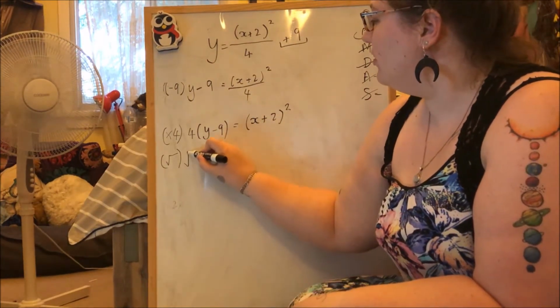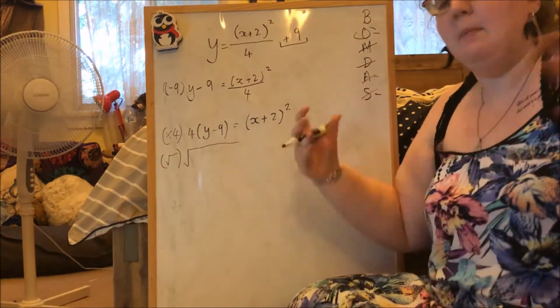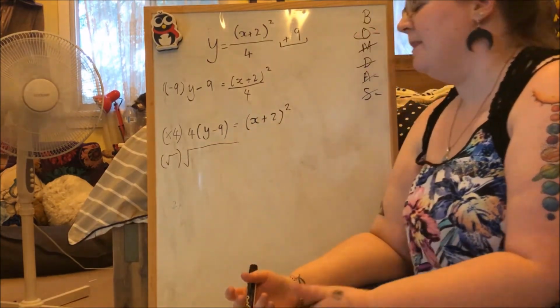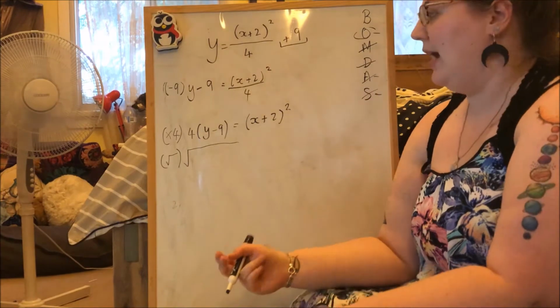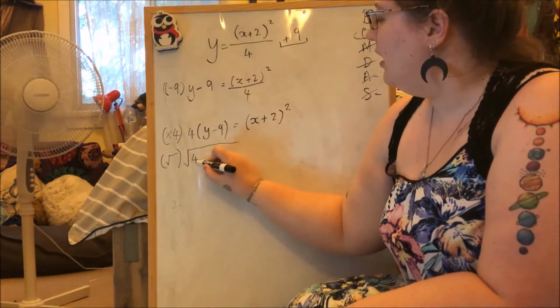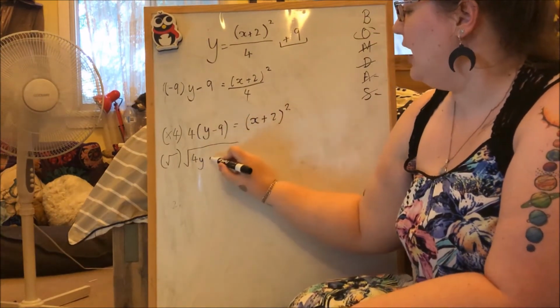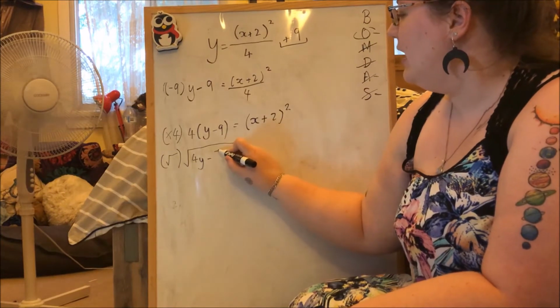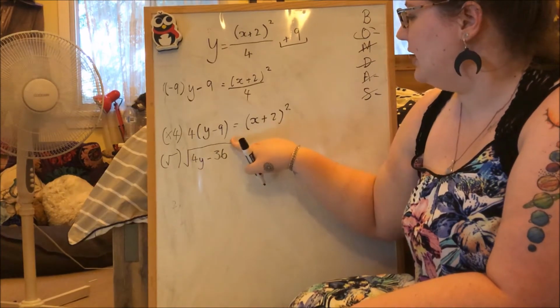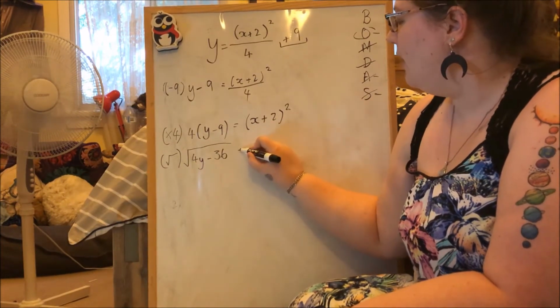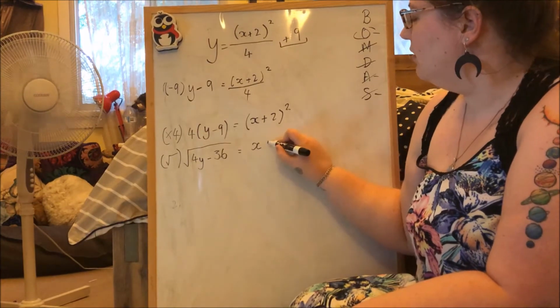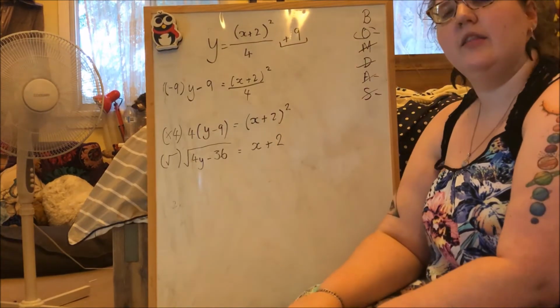So you're going to draw in your square root sign. It's going to be quite big because you've got to fit lots of stuff in it. And while you're here, you can expand out that bracket. So 4 times y is 4y. 4 times negative 9 is negative 36. We can make that a little bit littler now. Which means that that's all expanded out and that's all there.